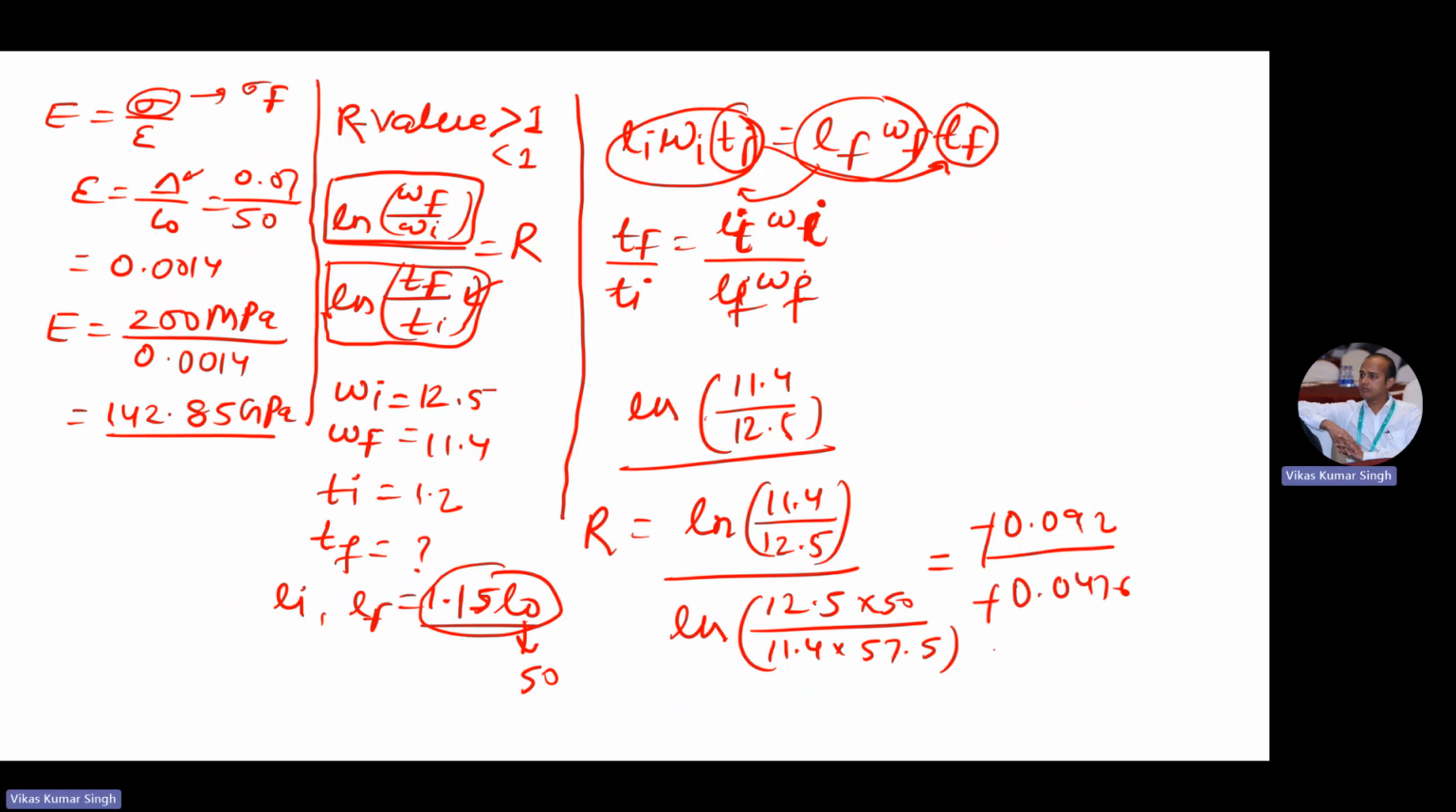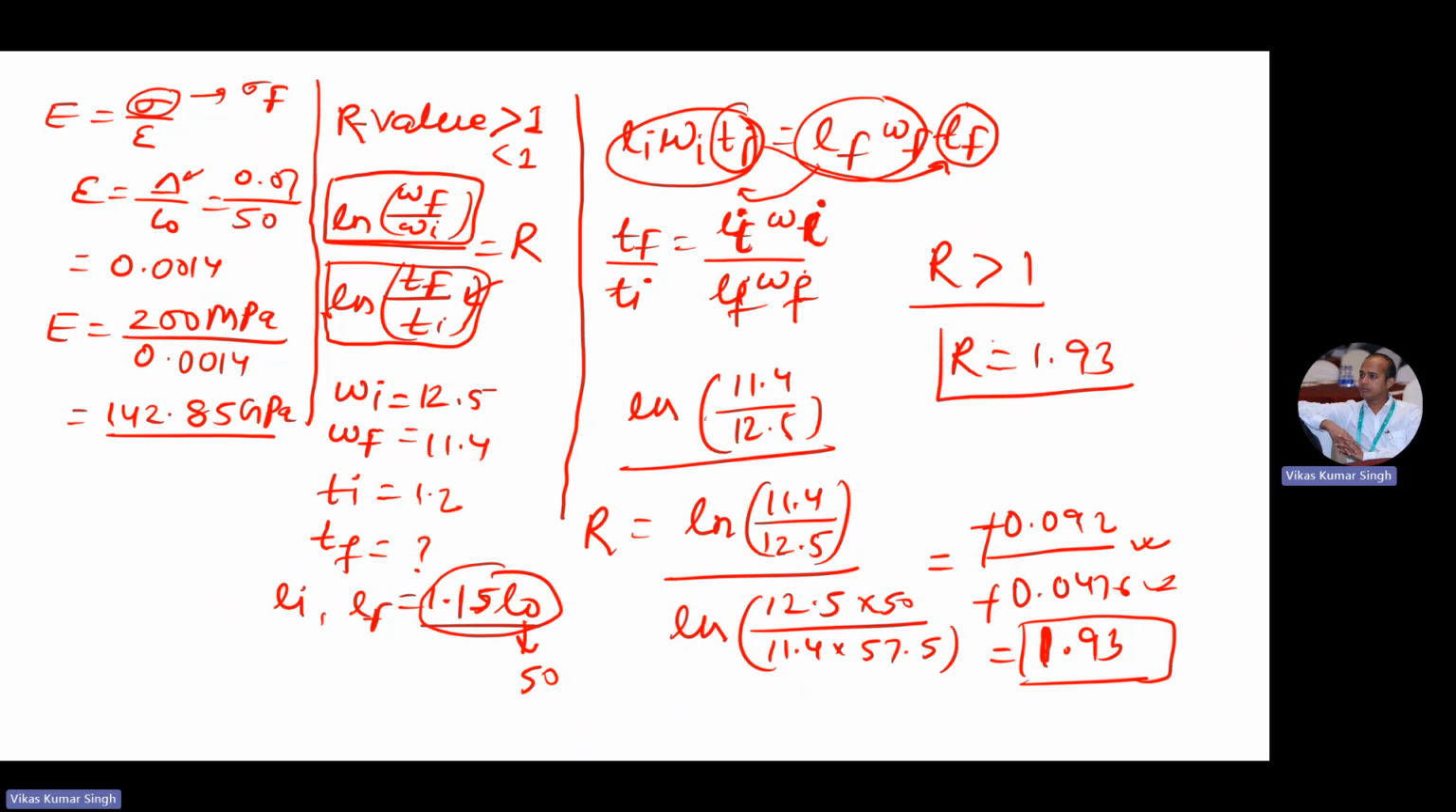Minus minus will be cancelled, and here we will get 1.93. So you just check all these values, because I have already calculated them, so I am directly writing them. So this will be the R value. Now you can see here the R value is greater than 1. We are getting R equal to 1.93.